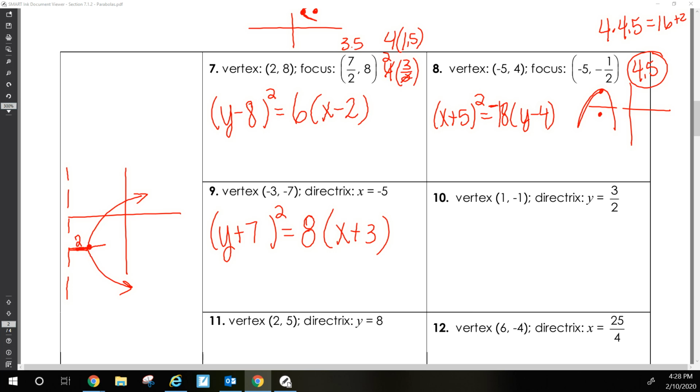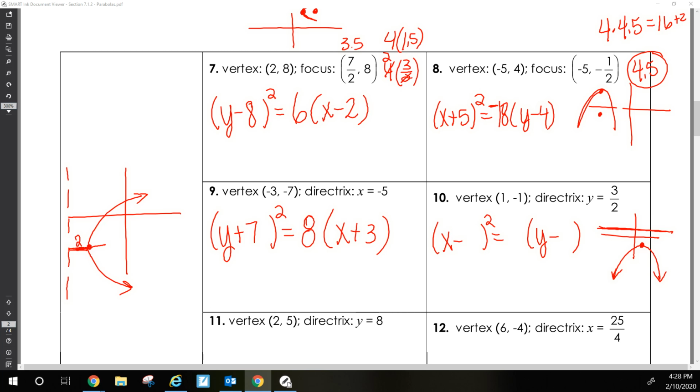Number 10. My vertex is at (1, -1), so positive 1, -1 would be in the fourth quadrant here. And my directrix is at y equals, so I'm going to be crossing the y-axis at positive 1.5, which is up here. So my parabola is going to be opening away from there, which means it is also opening down. So I've got (x - h) squared equals 4p (y - k).